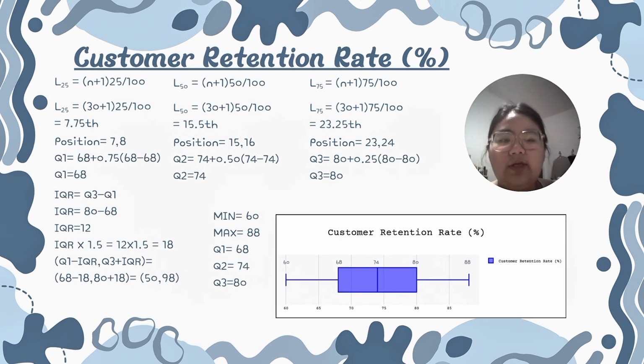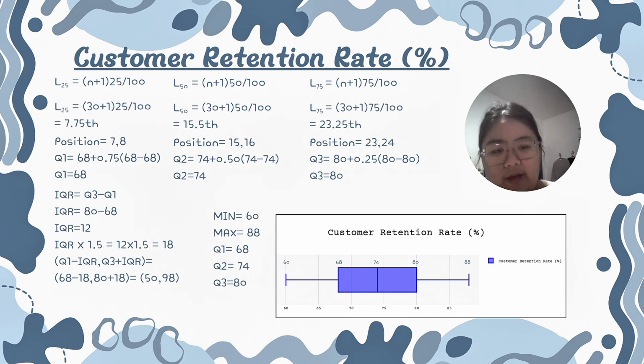So for the customer retention rate, the first quartile is calculated to be 68%, followed by the median, which is the second quartile at 74%, and the third quartile at 80%. This means that 25% of the customers had retention rates below 68%, half were below 74%, and 75% were below 80%.